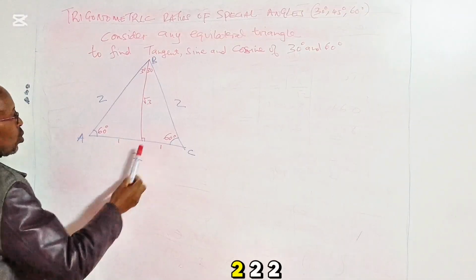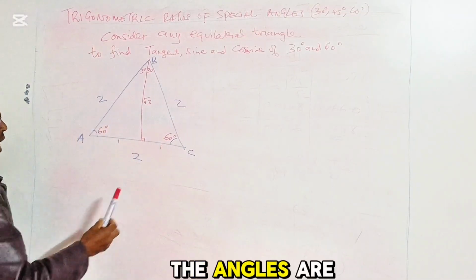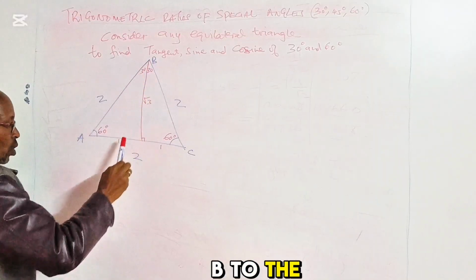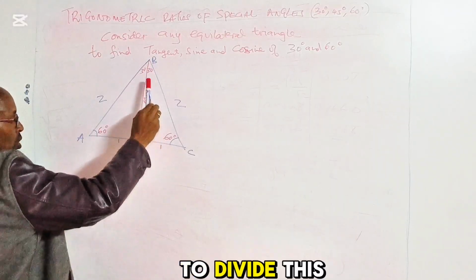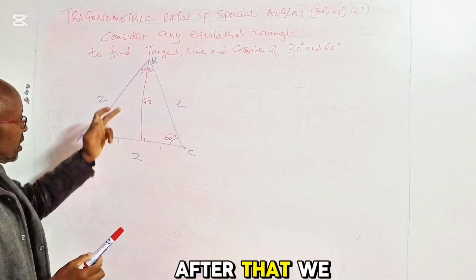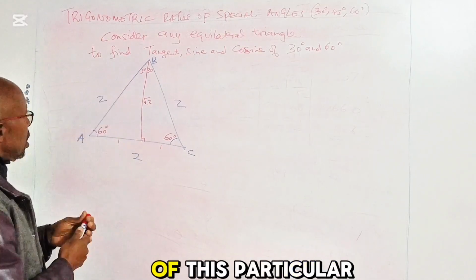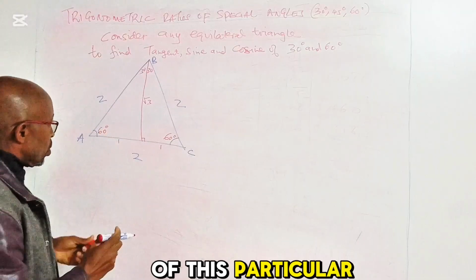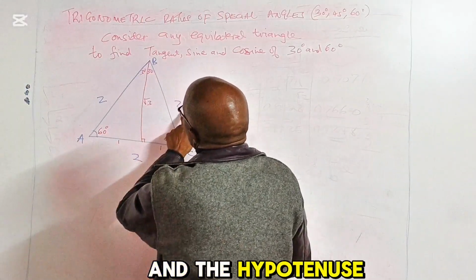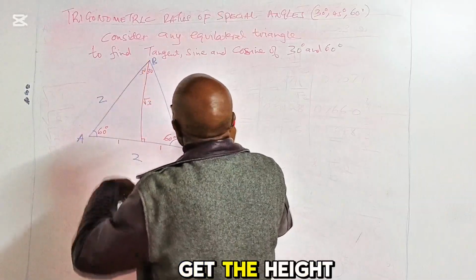That you have 2, 2, 2. The angles are 60. Then I drop a perpendicular from B to the base AC to divide this angle B into 30, 30. After that, I need to find the height of this perpendicular. We have the base as 1 and the hypotenuse as 2. How do you get the height?